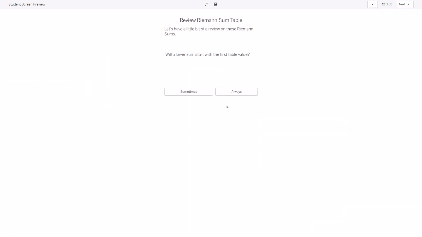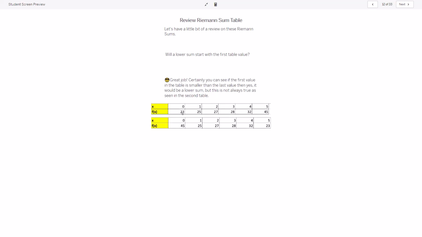Okay, so it says we'll have a little bit of review. Will a lower sum start with the first value of a table? This is not always, because if your values are high and they're going low, so this is a sometimes, and that's what I'm showing here. Notice this first table would be a lower sum because these values are lower. Students always ask, well, how do I know which one's the lower and which one's the upper? Well, it's the lower value, right? What I do is I look at the first and the last value. If the last value is lower, in this case, if I started at the left, this would be an upper sum. So you always have to look at those values.